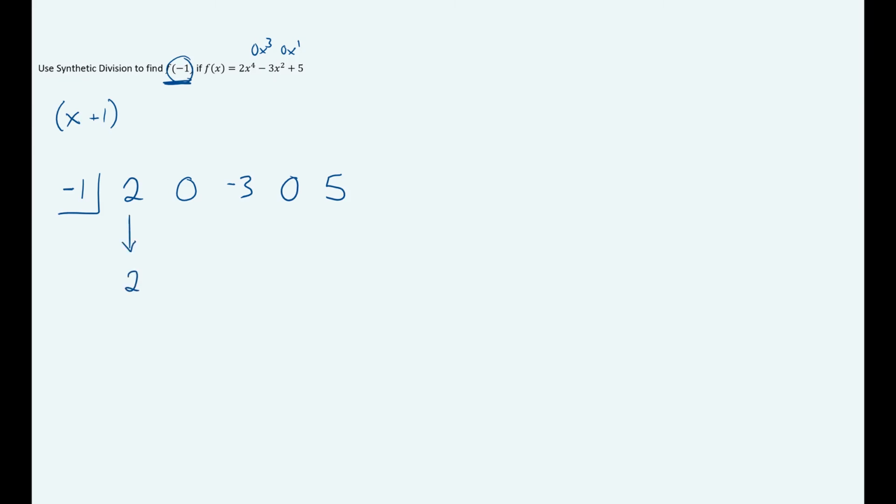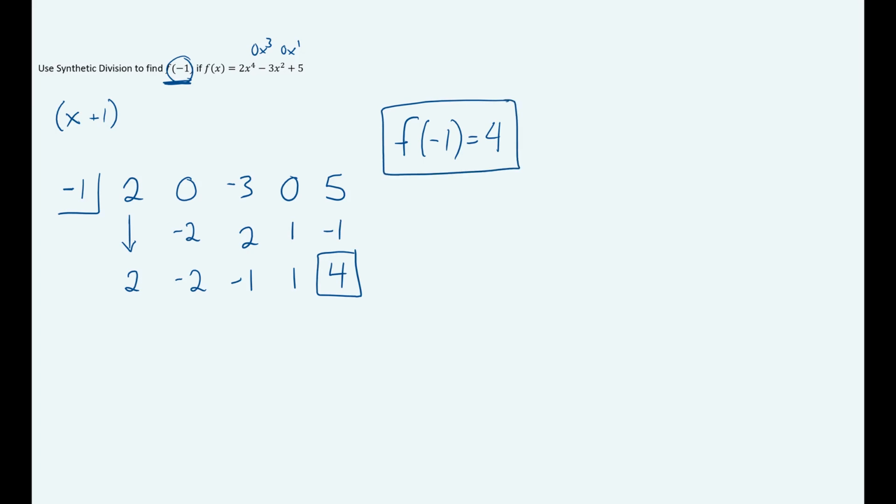Drop down the 2, multiply by -1, add: 0 plus -2 is -2. -1 times -2 is +2. -3 plus 2 is -1. Multiply these together, get a +1. 0 plus 1 is 1. And finally, -1 times 1 is -1, add, and we get 4. 4 is our remainder when we divide by x plus 1, which also means f of -1 is equal to 4.